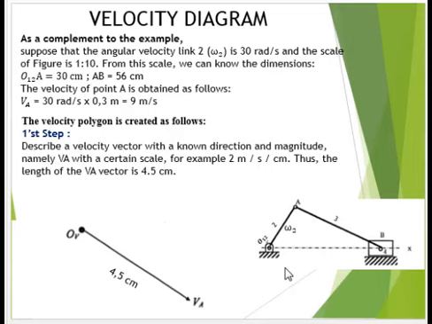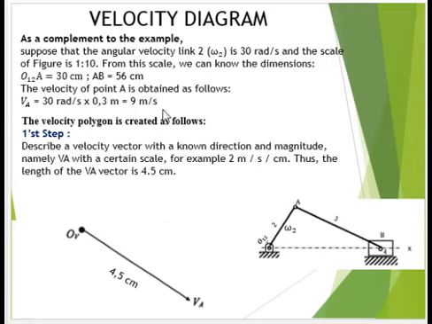For the velocity of point A, we can calculate VA equal to 30 radians per second multiplied by 0.3 meter from the radius O12A, and then VA has a value of 9 meters per second.